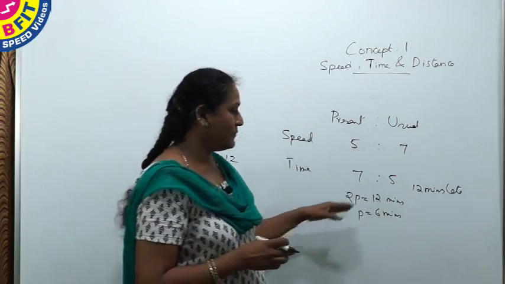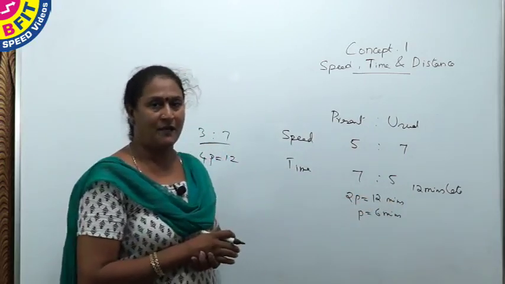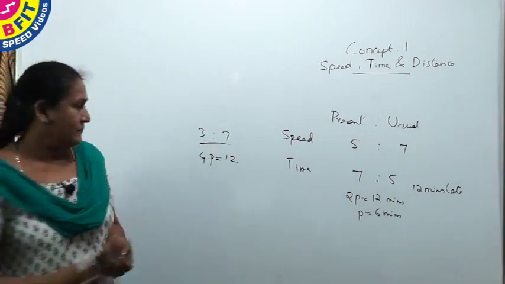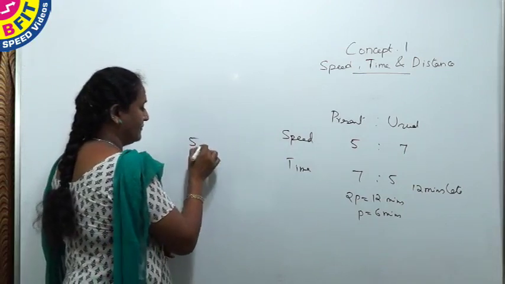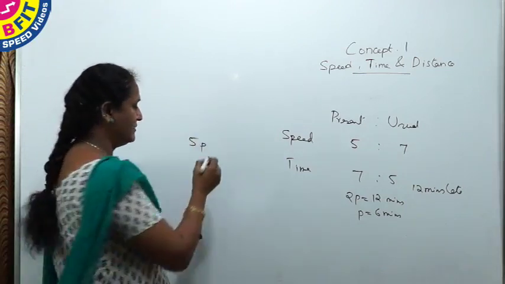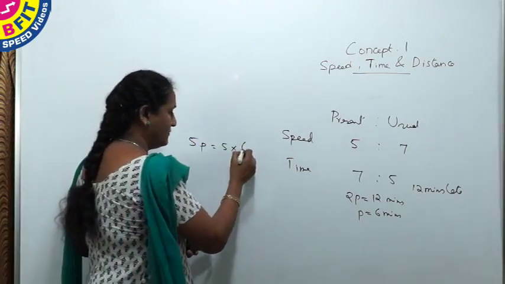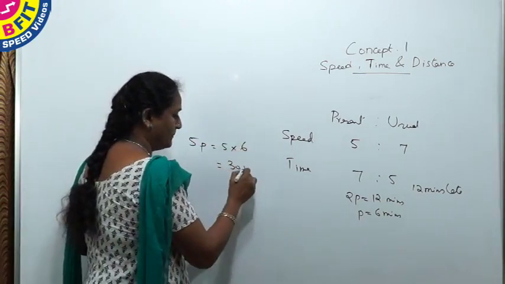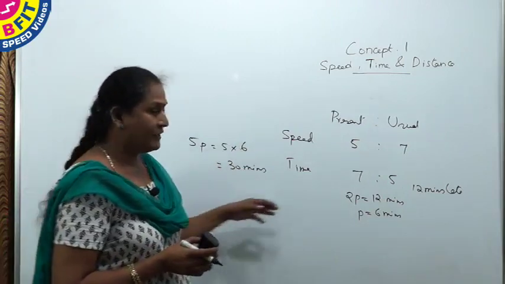So usual time is 5 parts. Multiplying 6 with 5 you get the usual time taken. So time taken is 5 parts, 5 into the value of 1 part, which is 6. So 5 into 6, 30. So the usual time taken is 30 minutes.